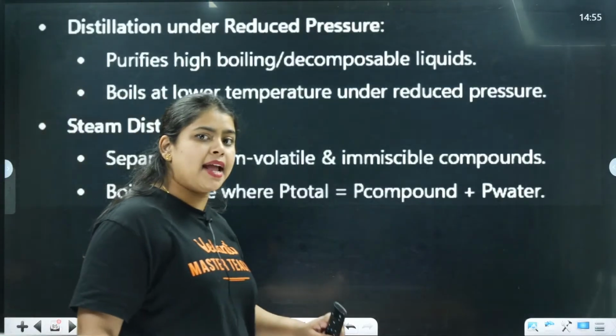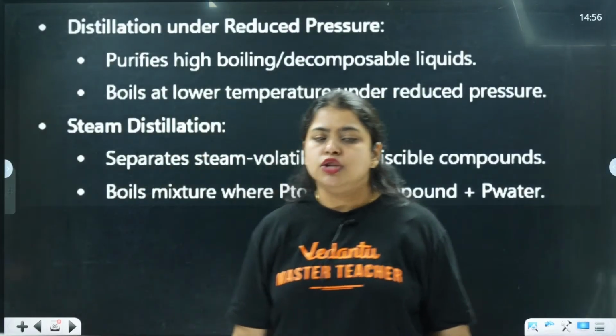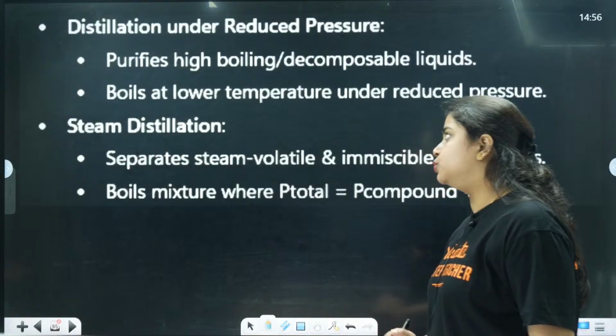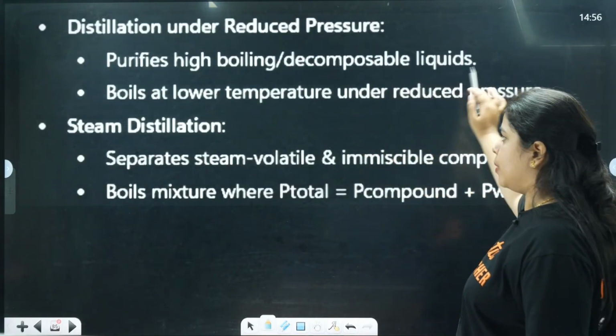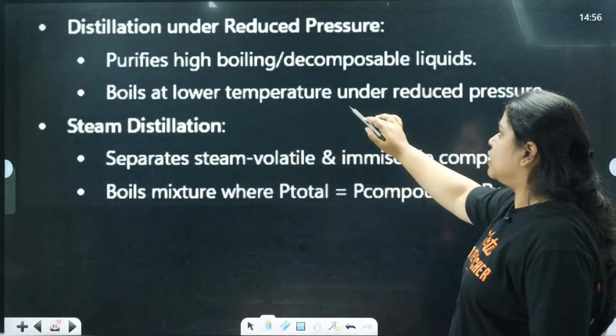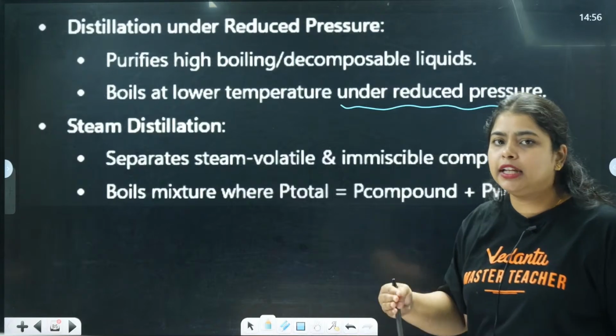Next comes the distillation under the reduced pressure. So, we are going to apply a temperature, but we are going to reduce the pressure. In what way can we reduce the pressure? So, high boiling point or decomposable liquids boil at a lower temperature under the reduced pressure. Under what? Under the reduced pressure.